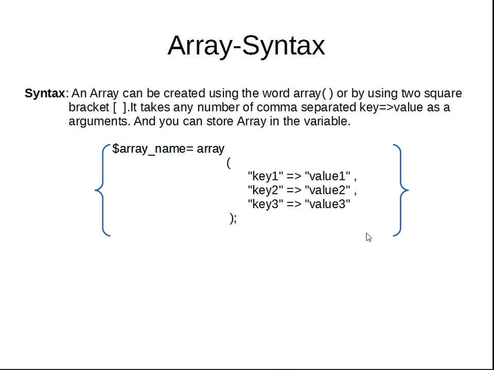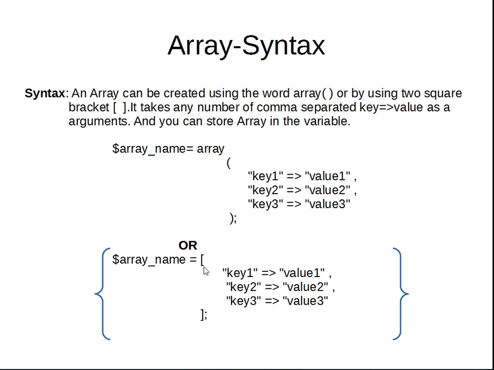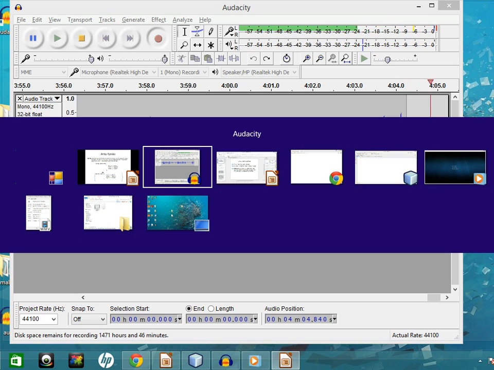So if you don't want to use the word array, you can simply type opening square bracket, closing square bracket, key 1 value 1 comma, key 2 value 2 comma, key 3 value 3. Again in the end, if you want to put the comma, you can put the comma. If you don't want to put the comma, you don't have to. So now we're going to see how it looks in our practical example.